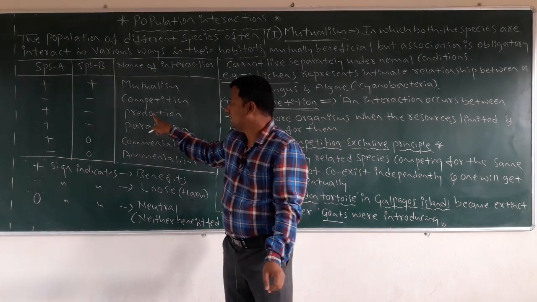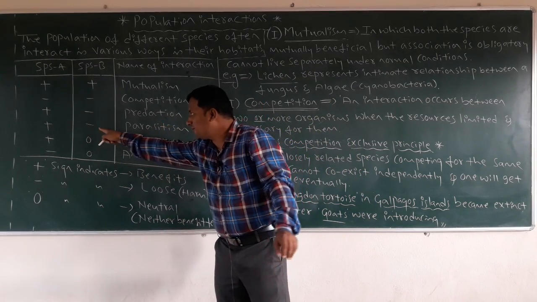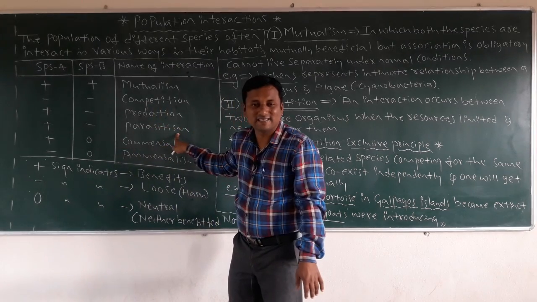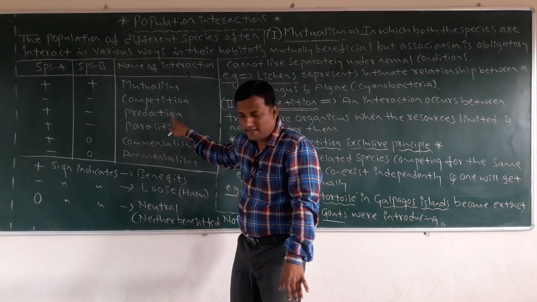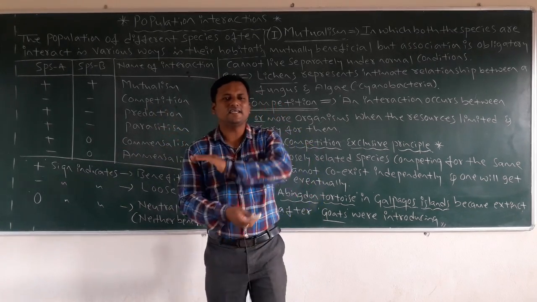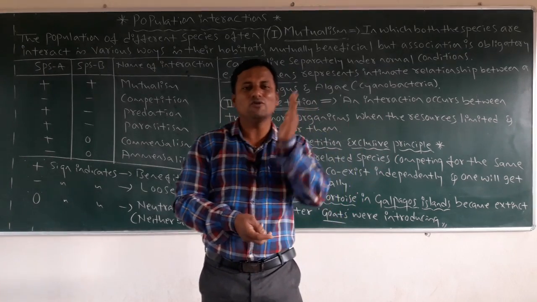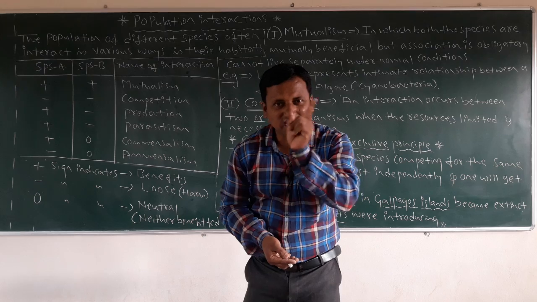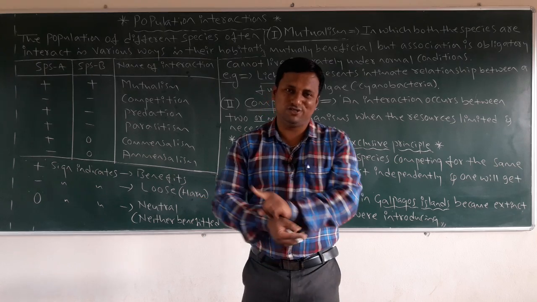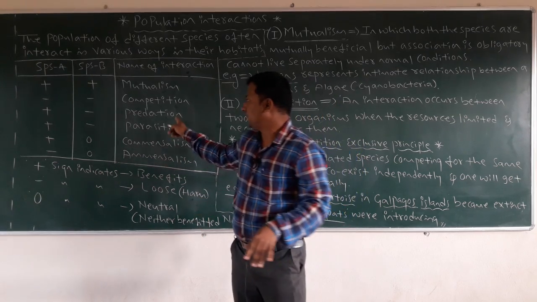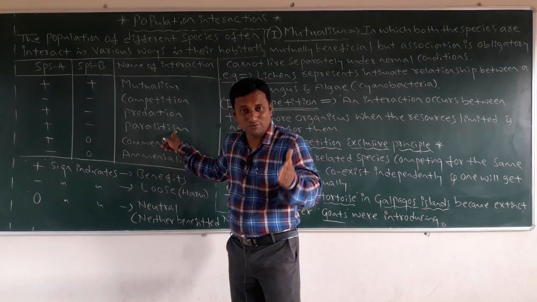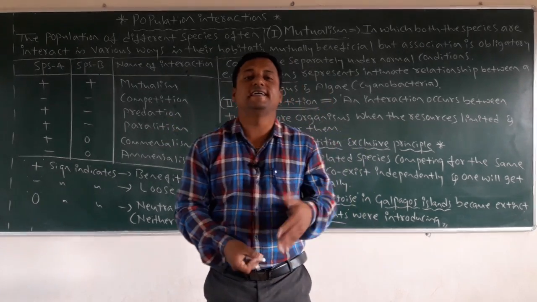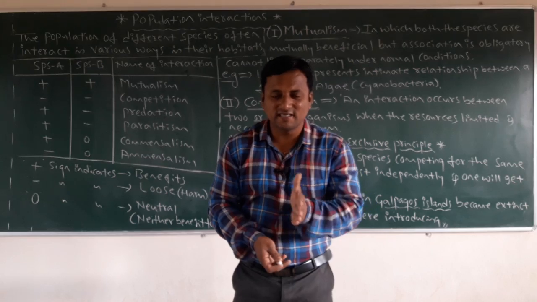In where? In predation. And just think about the next one, plus minus. What is that? Parasitism. In predation and parasitism, in both, one species gets the benefit and the other is going to lose. So in both predation and parasitism, dear students, you must remember the word predation. Predation and predators.